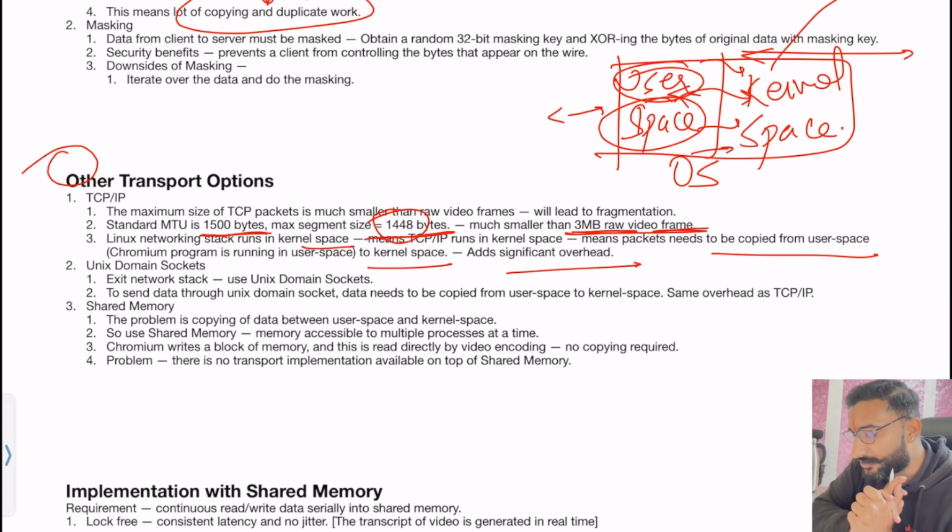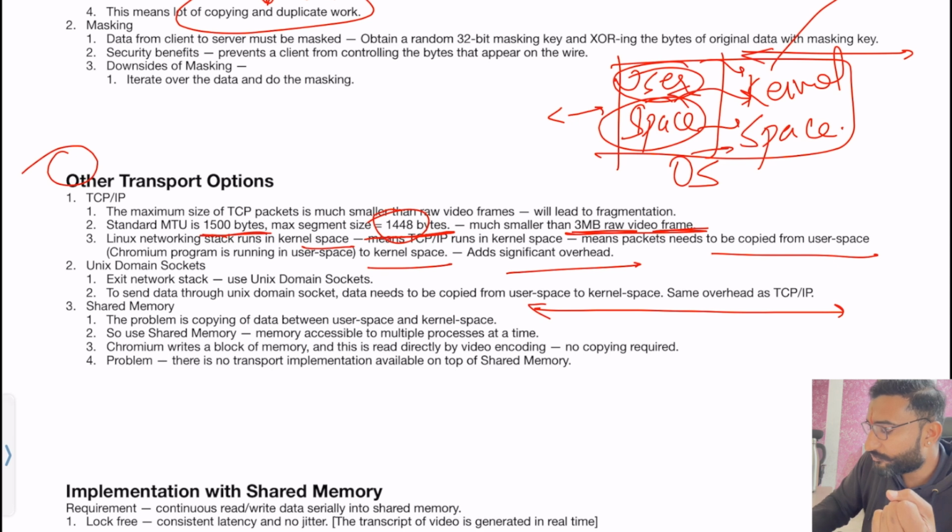Another option is Unix domain sockets. Here you are exiting the network stack and using Unix domain sockets. So you don't have the overhead of fragmentation, but the data will still be copied from user space to kernel space. Your application is running in user space, and you are copying the data from there to kernel space to send it.